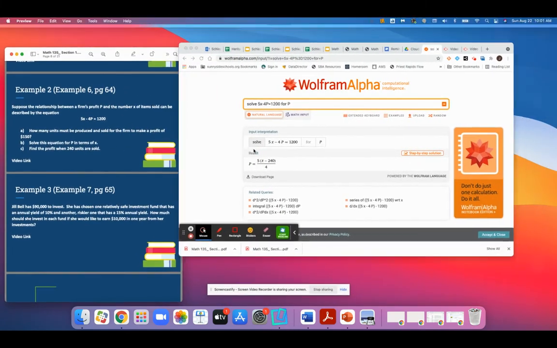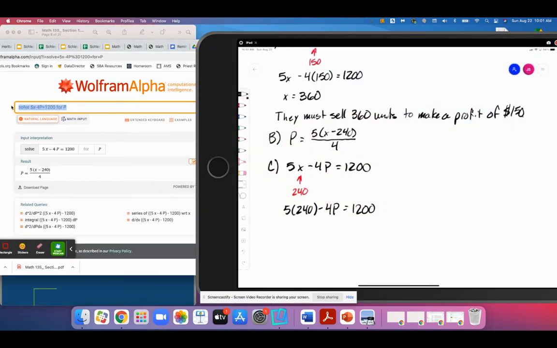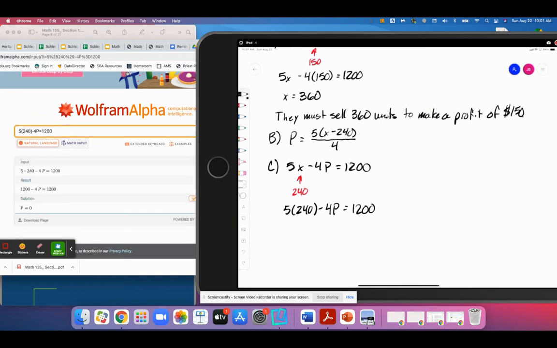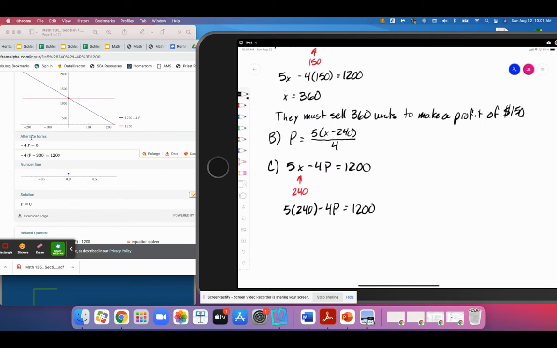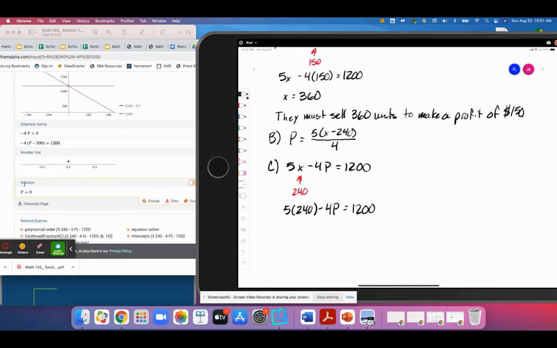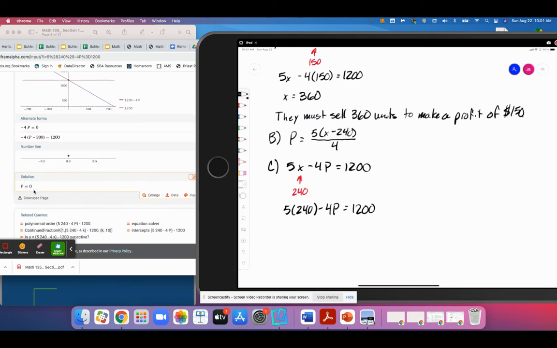And again, we bring Wolfram out to play, folks. We're going to have 5 times 240 minus 4p is equal to 1200. And again, we find the solution. So here in the solution, we see P is equal to 0, and that seems kind of odd. For whatever reason, people think it's strange to end up with an answer of 0 when you're doing math, and it is not strange at all.